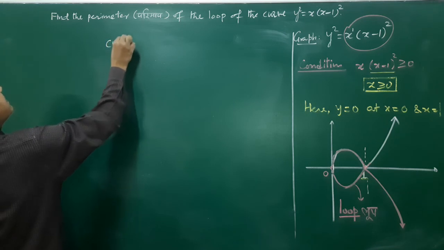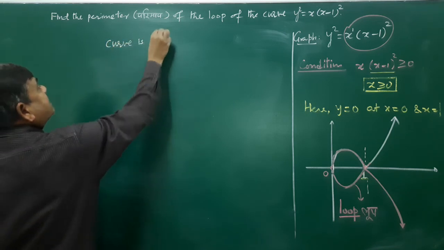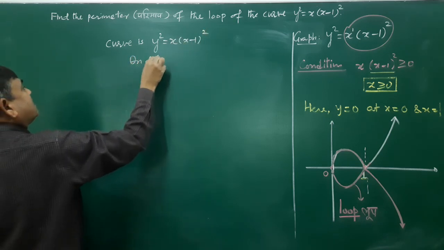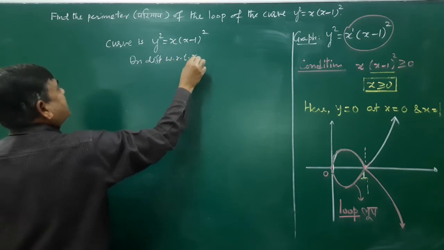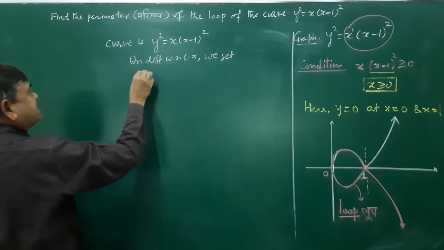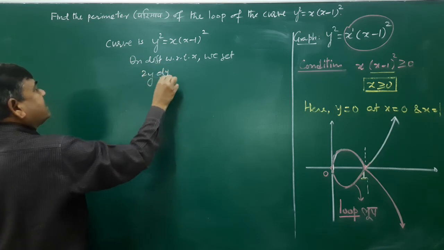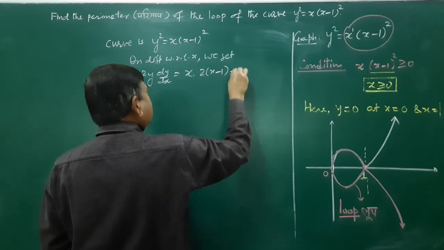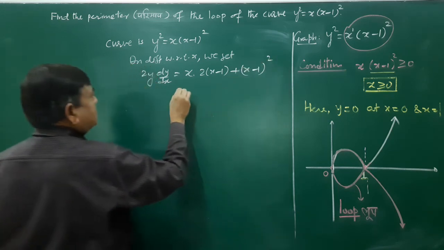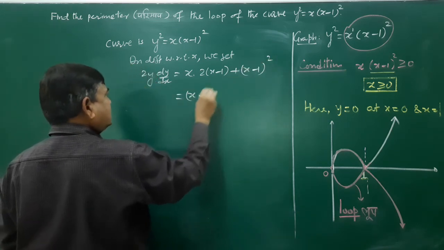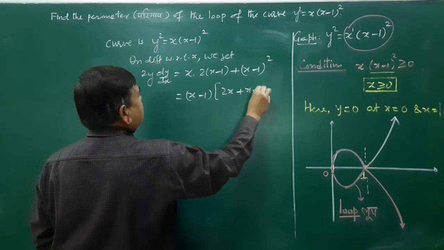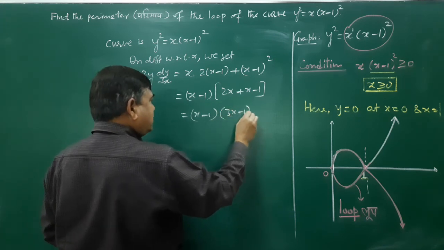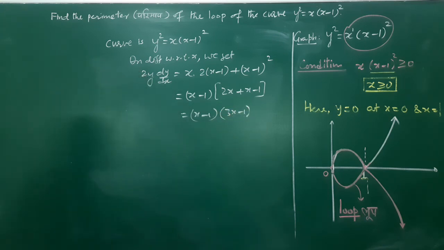Curve is y square equals x times x minus 1 whole square. On differentiating with respect to x, now we can find the answer easily. It's 2y dy by dx equals x times 2 times of x minus 1 plus x minus 1 whole square. This is x minus 1, that is 2x plus x minus 1. This is x minus 1 and it is 3x minus 1. You can see this.